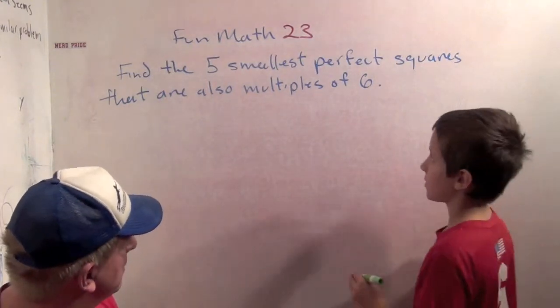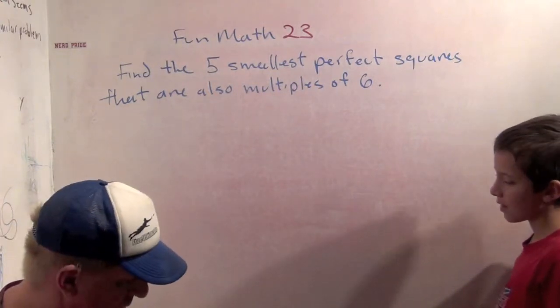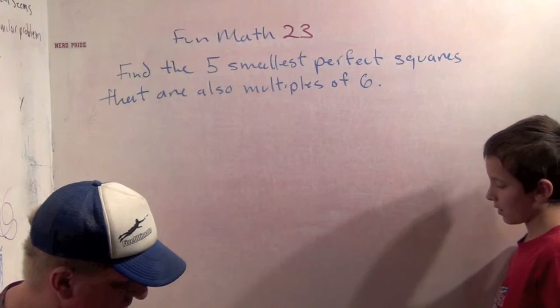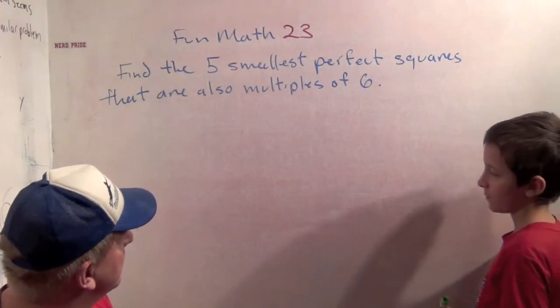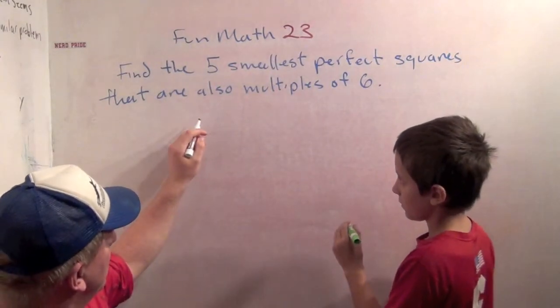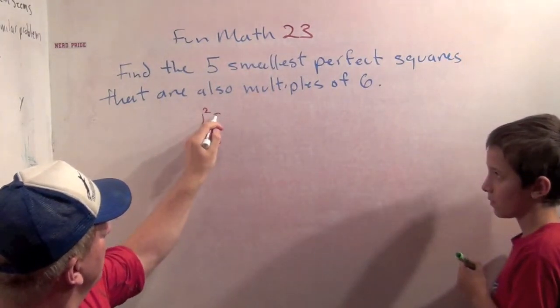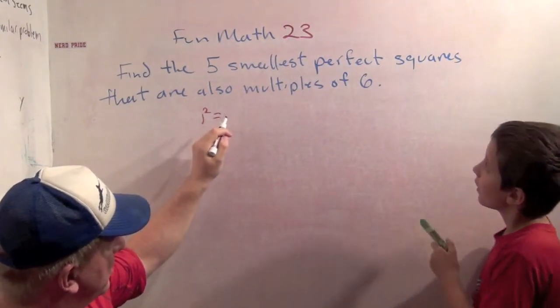We can write down some perfect squares and see if they're multiples of 6. And then we can see if we notice a pattern. Okay, so you want to start from 1? Yeah. 1 squared is... Actually, I noticed something right away. Okay, what do you notice?